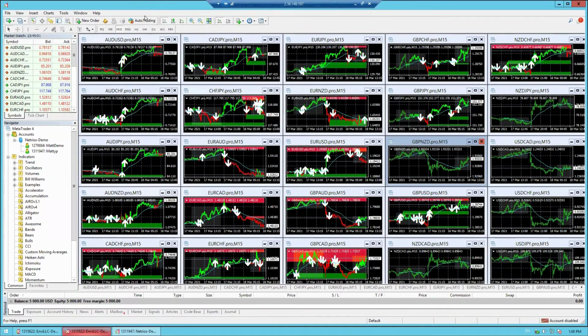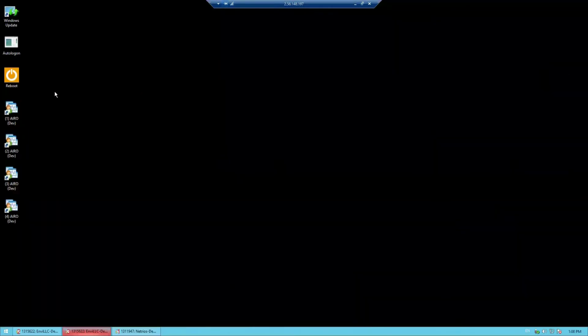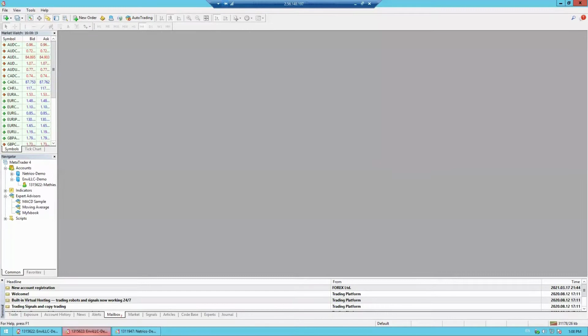Looking at GCAD while you're doing that, it's real wicky right now. It's kind of ranging with lots of big wicks. Lots of hesitation, exactly. Lots of fighting going on right now.